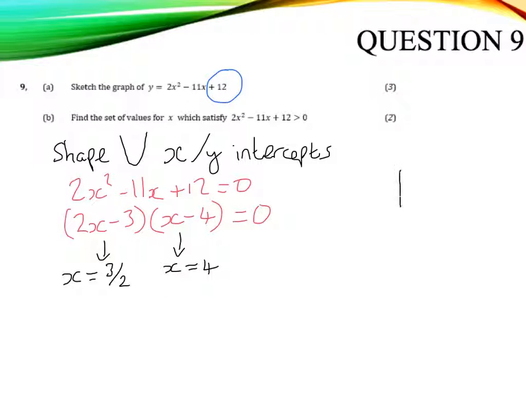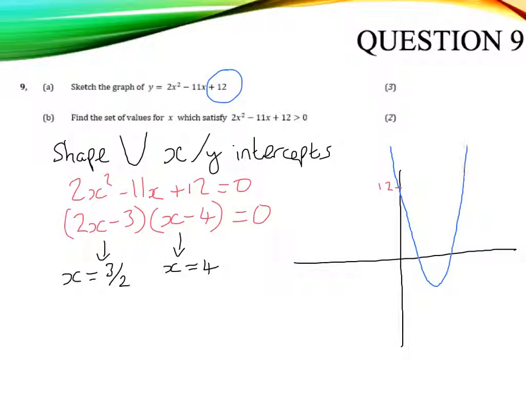So let's have a look. Here are my axes. We know it's going to cross at positive 12, so let's mark that on first. So positive 12. It's going to come something like this. It's going to cross and back up again, and we're going to mark on what the other two places are. So 3 over 2 is 1.5, so 3 over 2. This point here is going to be 4, and we've done. We've sketched the graph.